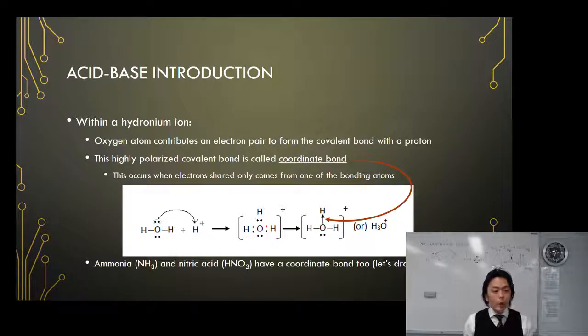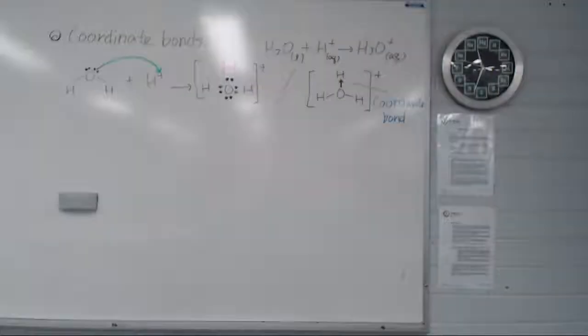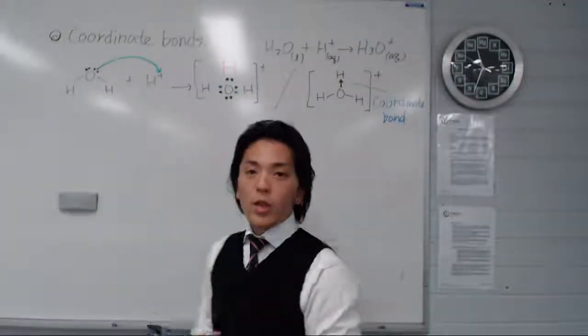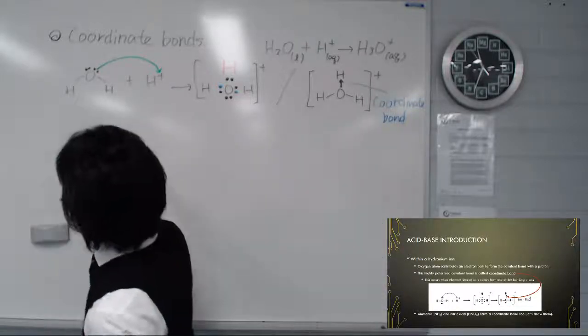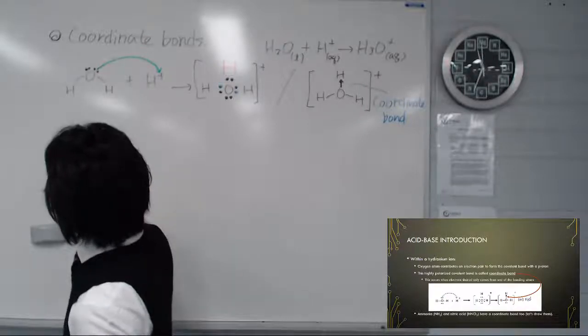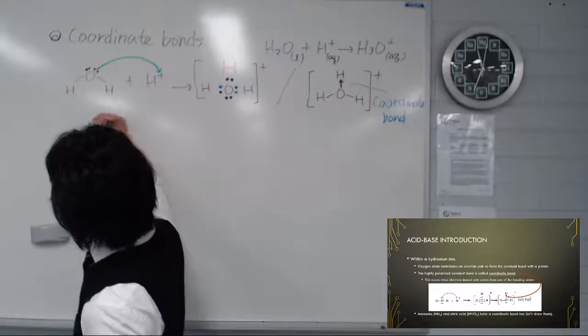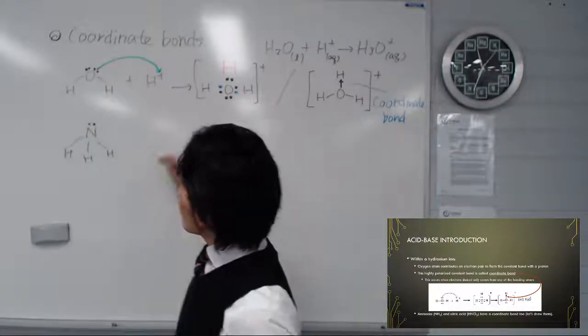This not only occurs for water, but also ammonia and nitric acid, or nitrous acid even. So let's just draw them too. In case of ammonia, it's usually just NH3 with a non-bonding pair of electrons sitting on top.